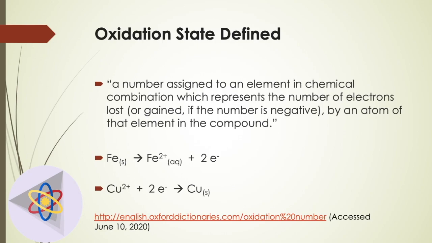So during chemical reactions po, the oxidation states of the atoms or of the elements present in a chemical species may change. So posible po siya mag-lose ng electrons resulting in an increase in oxidation state.